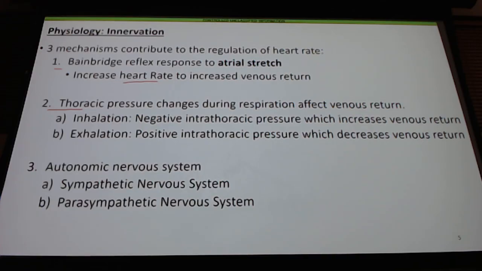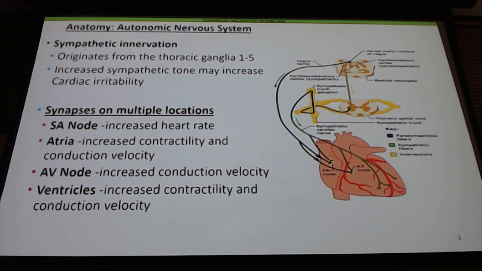The other thing is the thoracic pressure. So as you inhale, you create that negative pressure environment that increases that preload, so that increases that venous return to the heart. And then when you exhale, you create that positive intrathoracic pressure, and it decreases that venous return. So having somebody breathe normally can impact the function of the heart. And then, of course, the main one that has a little higher level input is the autonomic nervous system, which is comprised of the sympathetic and the parasympathetic nervous system.